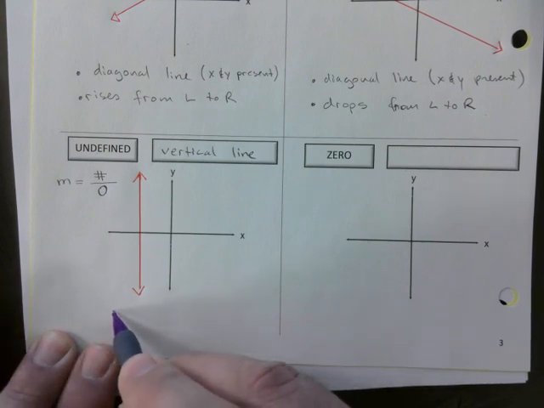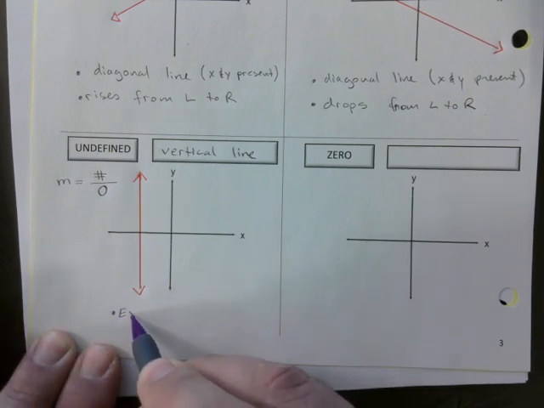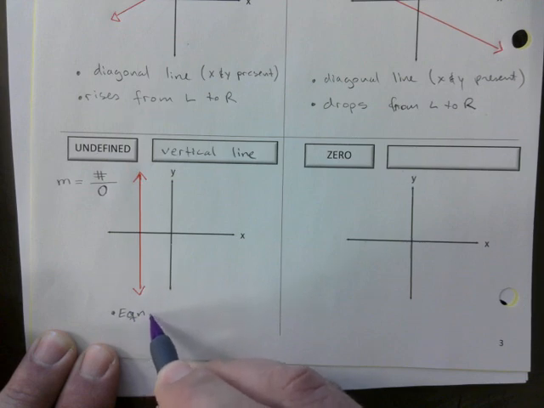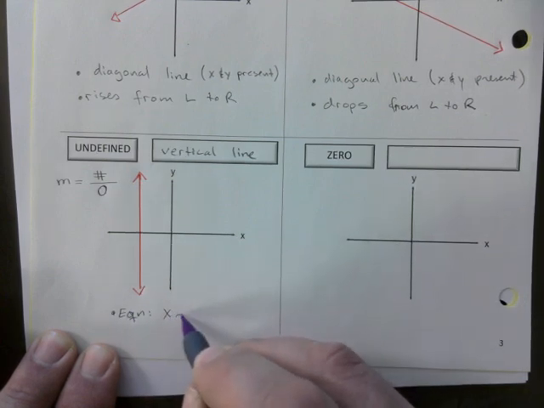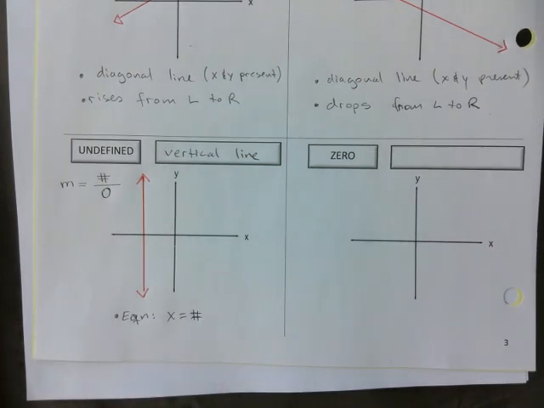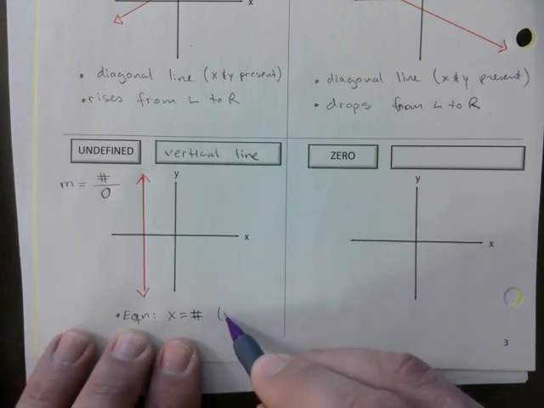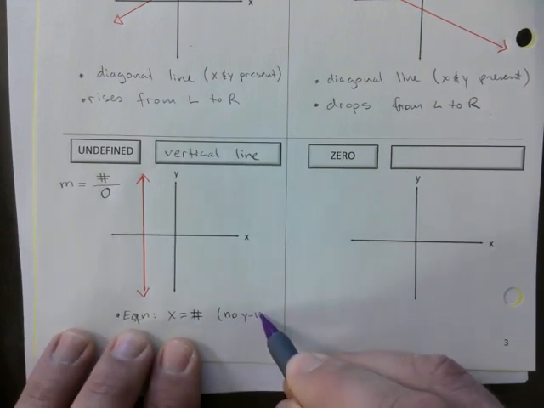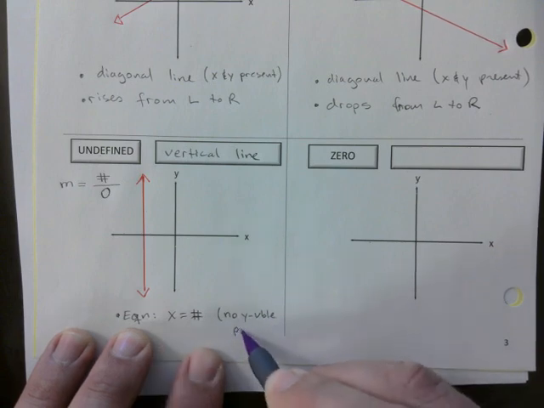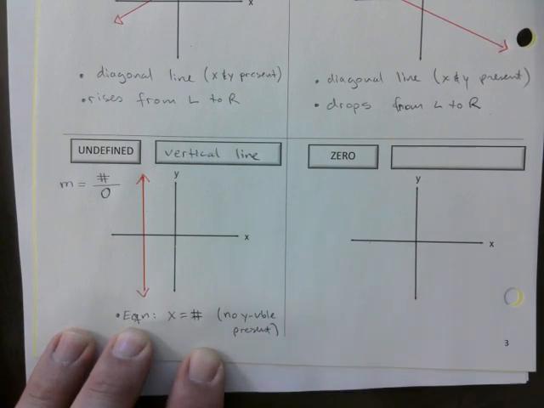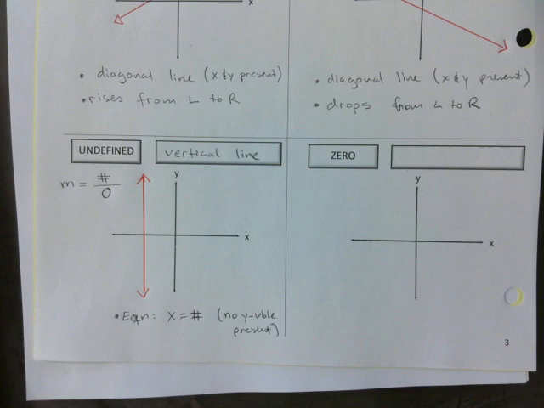And so the equation would be x is equal to a number. Does that ring a bell? Axis of symmetry. Remember, is x equals a number? And I'll say no y variable present. That's how you know it's a vertical line. There's no y variable. So it's not a diagonal, it's a vertical line.